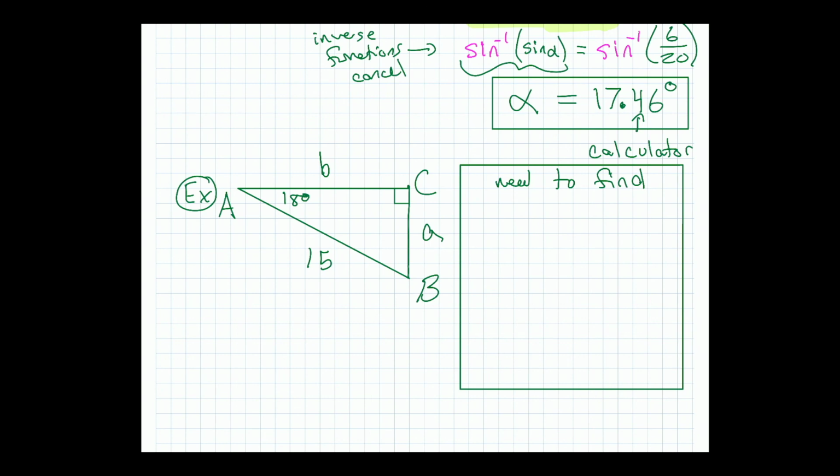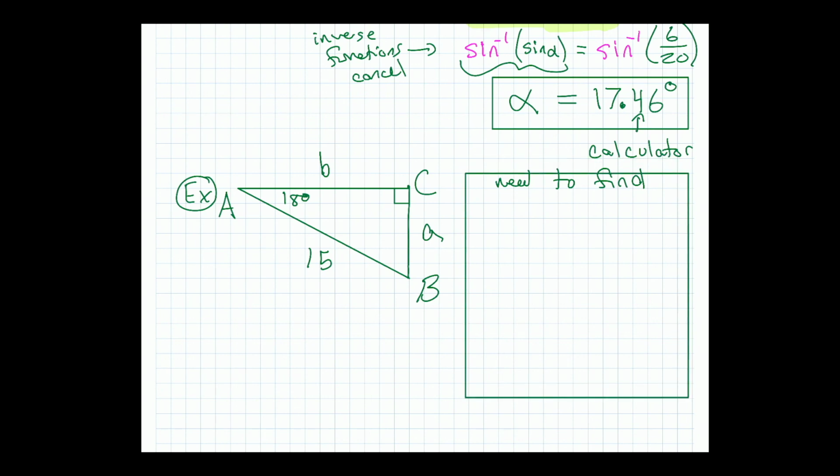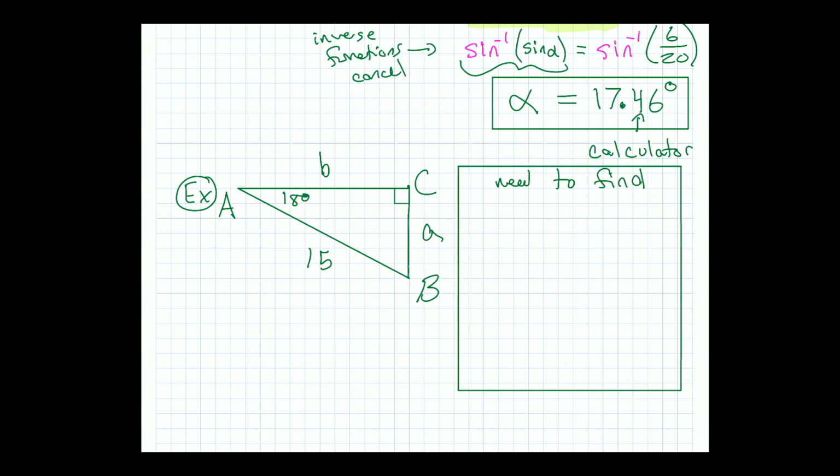We need to find the little a. We need to find the little a. We need to find the little b. And we need to find the big B. Those are what we need to find. The little ones are the sides, so like this is a side. This is a side.